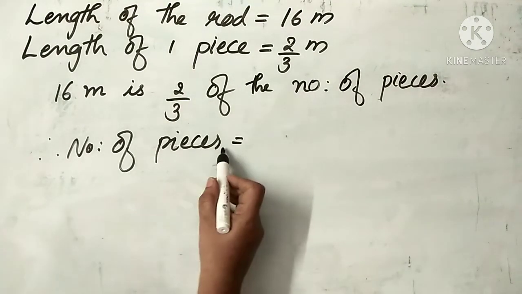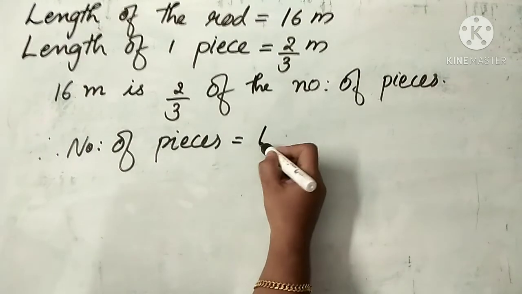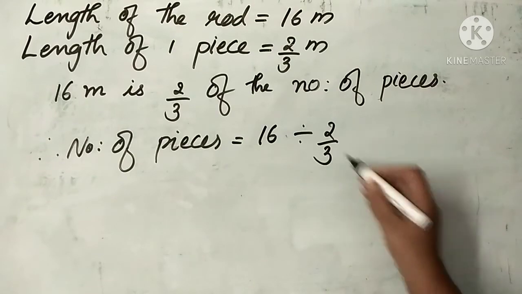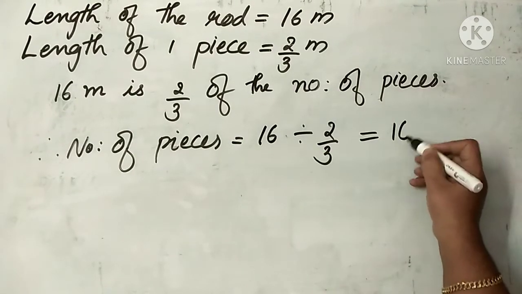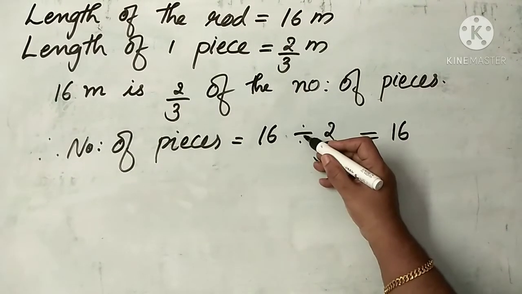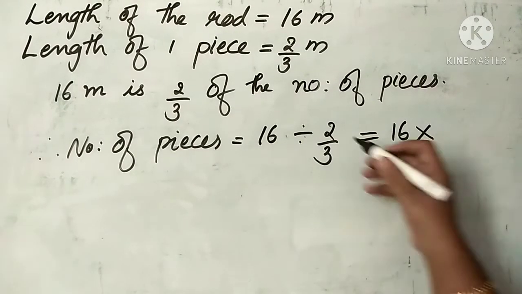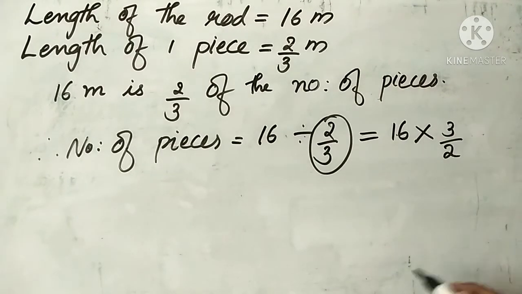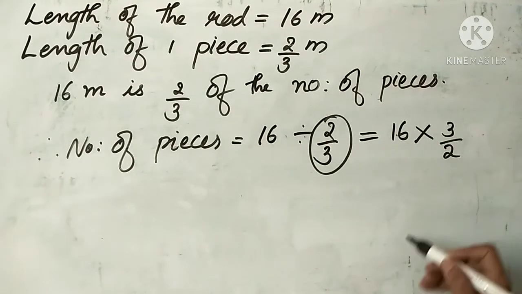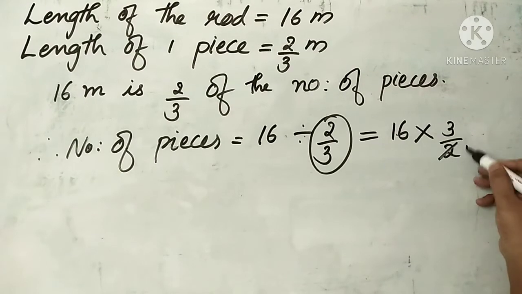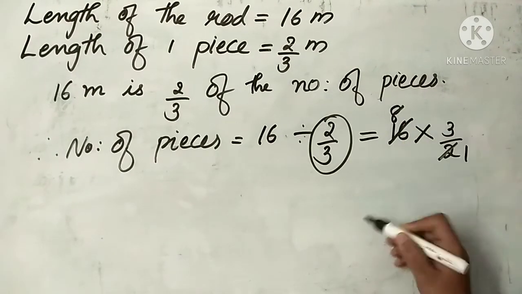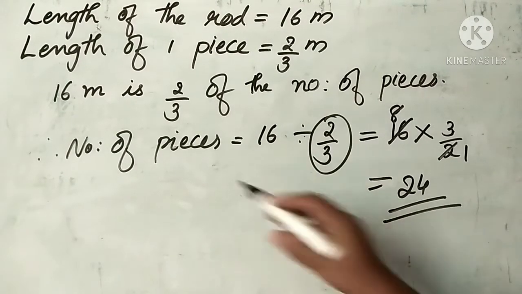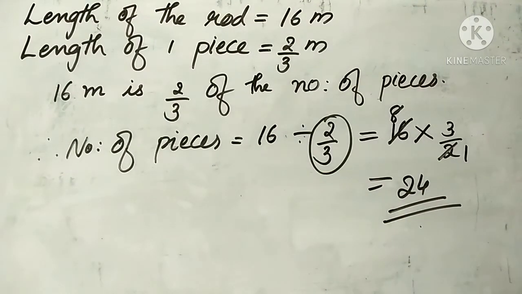Therefore, number of pieces is equal to 16 divided by 2 by 3. We write it as 16, and division becomes multiplication. Then take the reciprocal of this number, 3 by 2. See, in 2 and 16, 2 is a common factor. In 2's table, 2 will go 1 time and 16 will go 8 times. So the answer is 8 3s are 24 pieces. Number of pieces is 24.